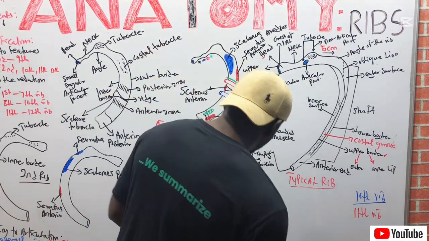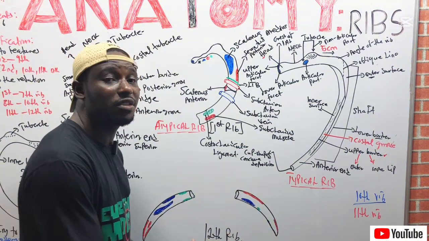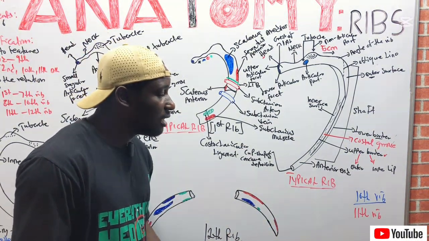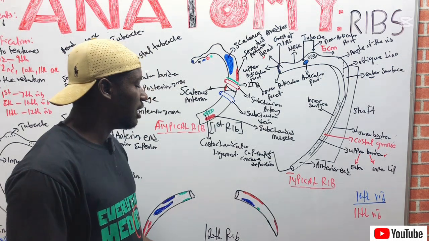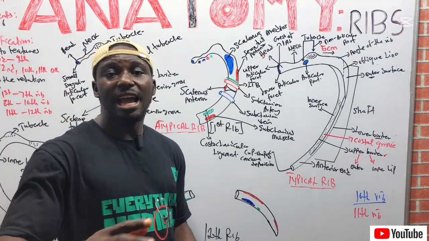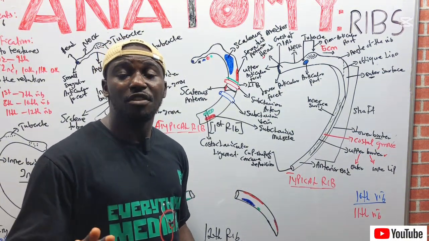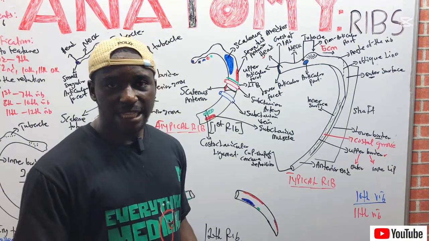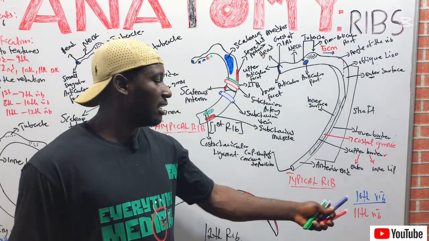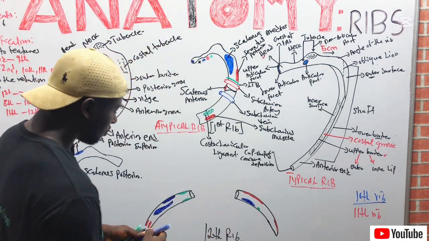This is the 12th rib. You can see that the 12th rib has similar features with the 11th rib, just that the 12th rib does not have any angle and does not have any costal groove. And it is way shorter than the 11th rib. So this is the 12th rib.